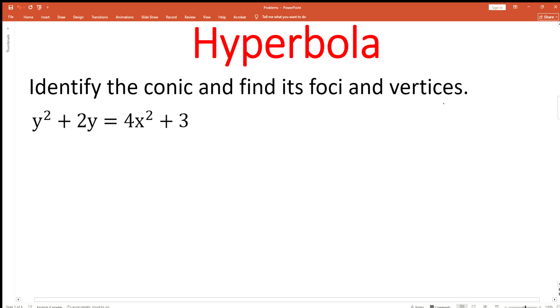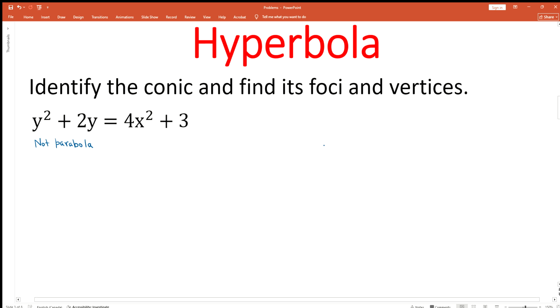Let's start by analyzing the given equation. This equation has variables x and y, and the square is on both x and y. Therefore, this equation does not represent a parabola. In a parabola equation, the square is either on x or y, not both of them.